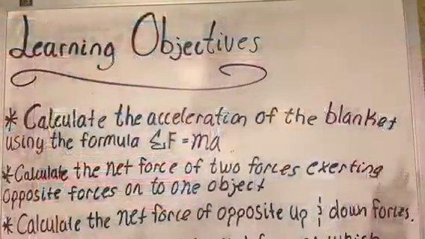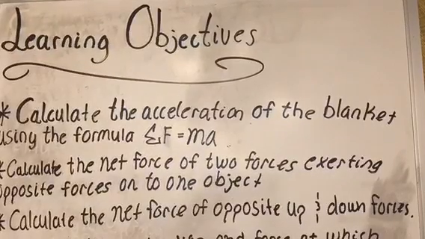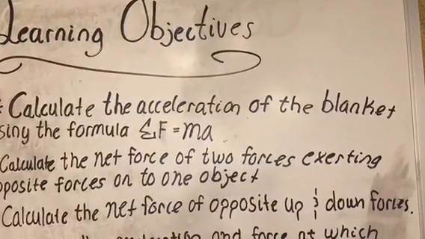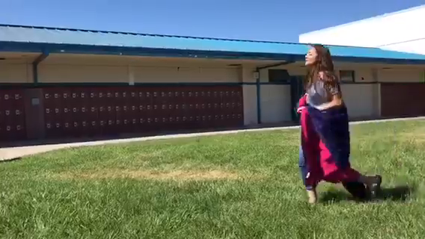Now let's get on to the learning objectives and demonstrations. For our learning objectives, our first demonstration will be how to calculate the acceleration of the blanket using the formula sigma F equals m times a.